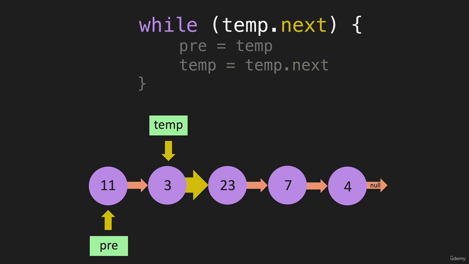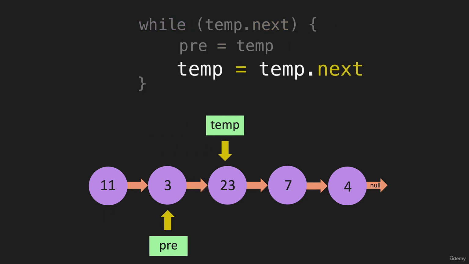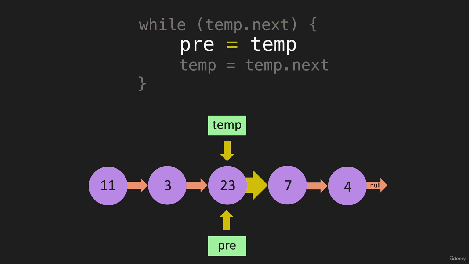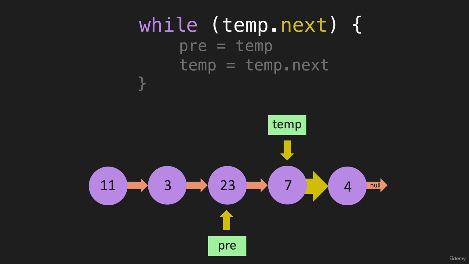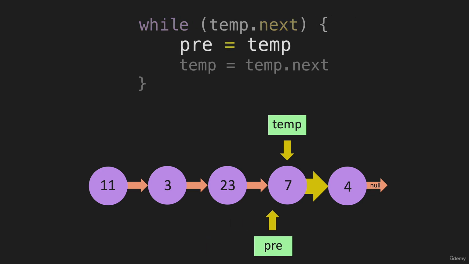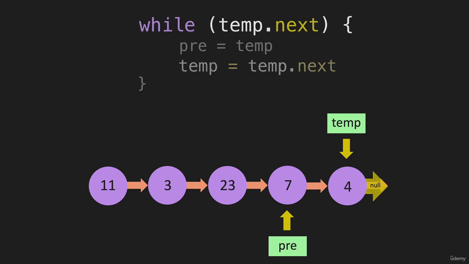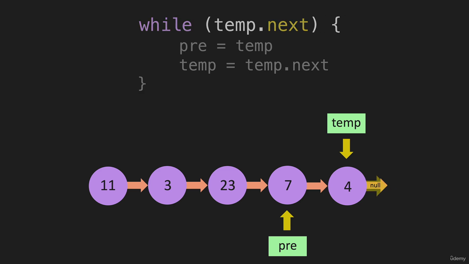So while temp.next, we're going to move pre up and temp over. And then check to see if there's a node there, and we'll do it again. And then this will be the last time that this is going to come up true. And we're going to move pre and temp. And this time, this is going to be false. And this is where pre and temp are left after we run the while loop.